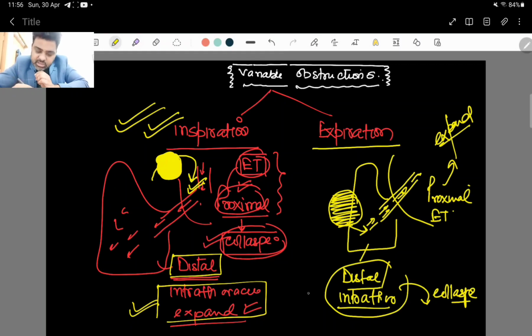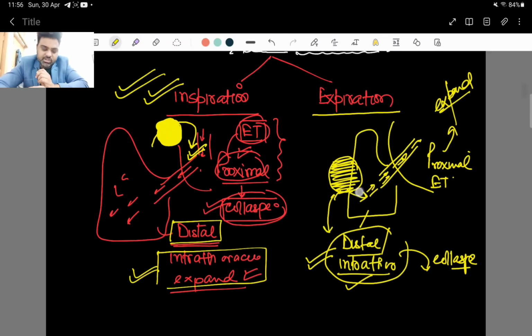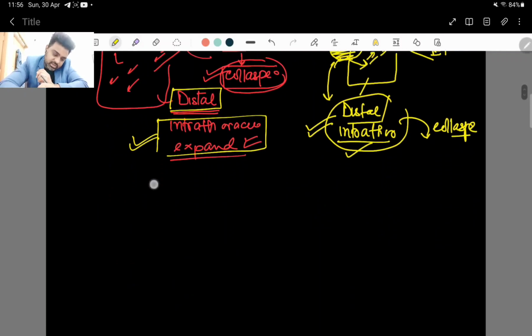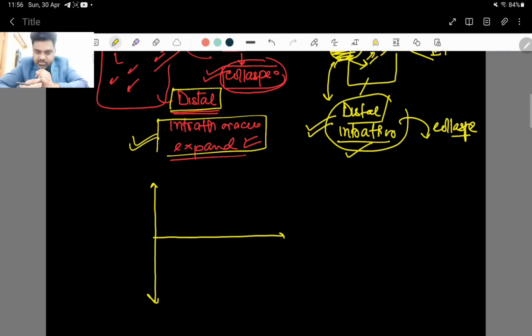Similarly, in expiration, the distal or the intrathoracic part is collapsing. So if there is an intrathoracic obstruction, it will lead to its further collapse. So any intrathoracic variable obstruction will have maximum effect on expiration. Now if I plot a volume time graph, below the x-axis we plot the inspiration, and above the x-axis we plot the expiration.